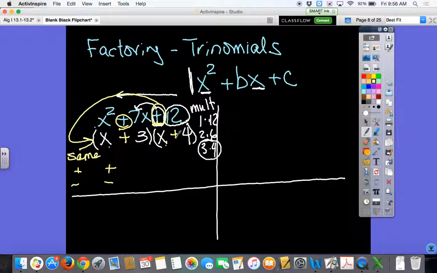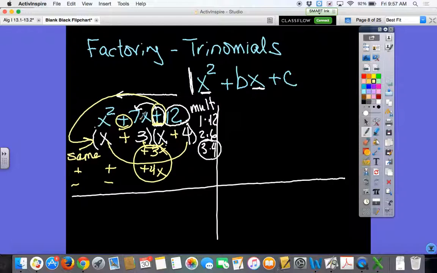You can check it if you would like. You can FOIL it out just to double check. X times x is x squared. And then this right here gives me positive 4x. This right here gives me positive 3x. Works terrific. We do have a 7x, and 3 times 4 is 12.